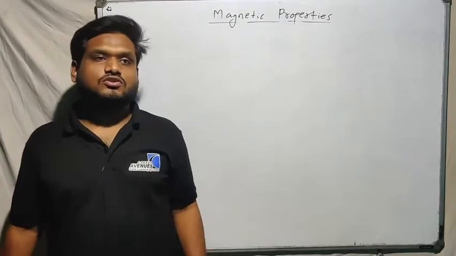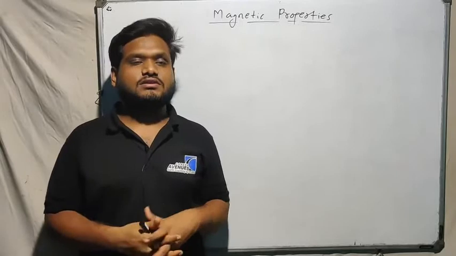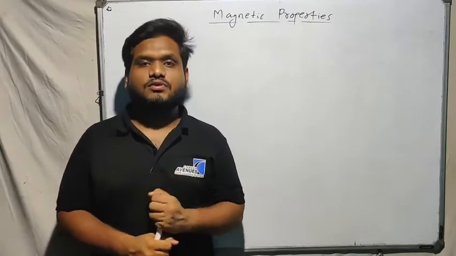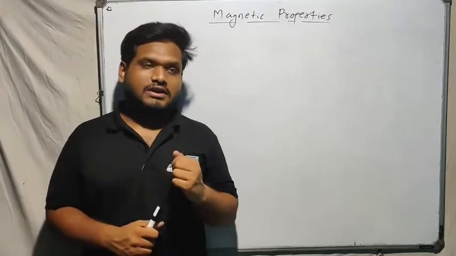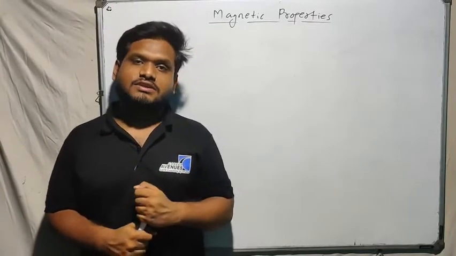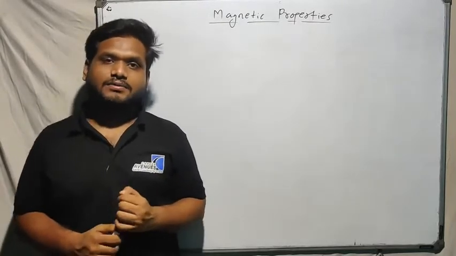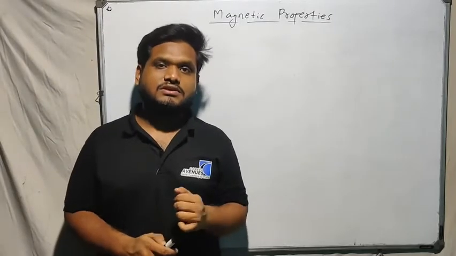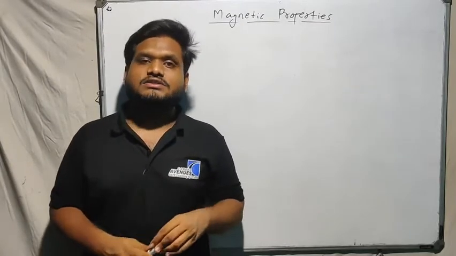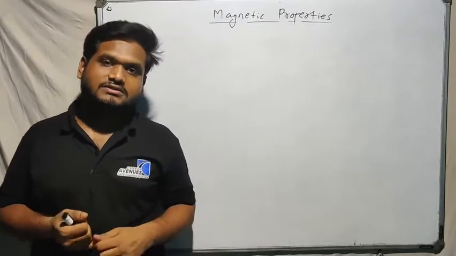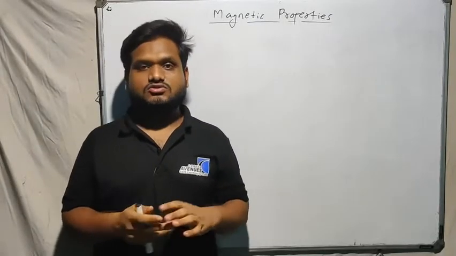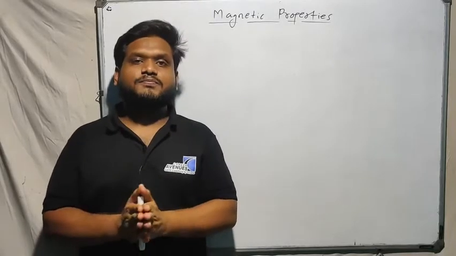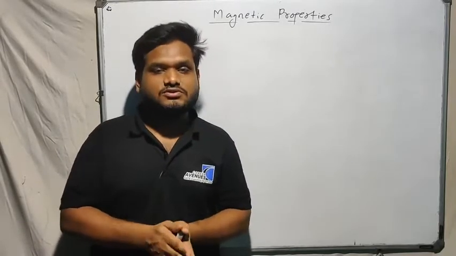As far as the GATE is concerned, one of the sections from which you can expect both types of questions, the objective type as well as the numerical type. In the numerical type, if you see the previous year questions, specifically the calculation of saturation magnetization as well as the saturation flux density, these two have been asked. For that we have made a separate video where we have also solved the previous year question that you can see.